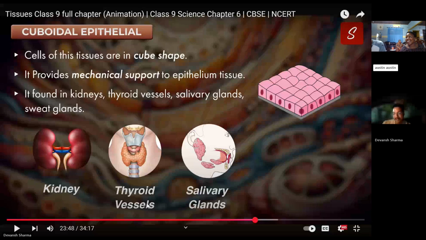Any other question? Yes, sir. What is salivary gland? These are the glands which are present in our mouth. They are present in two locations. One location is the cheeks. Other location is below the tongue. Whenever we see our favorite food, water comes in our mouth. That saliva is produced by these salivary glands.